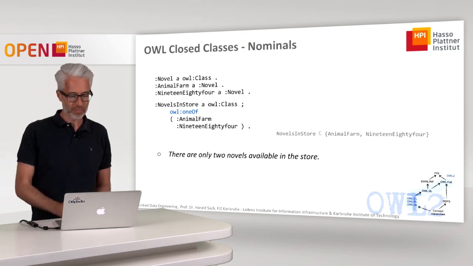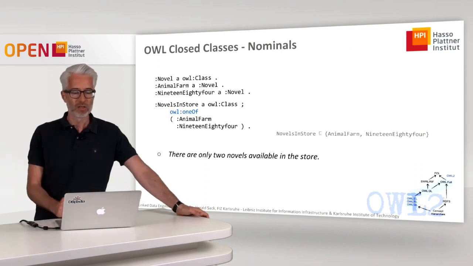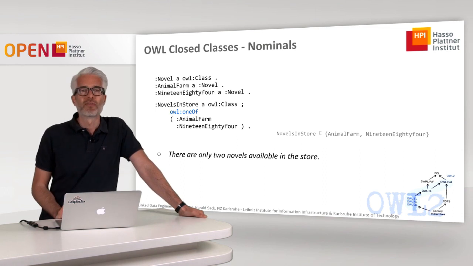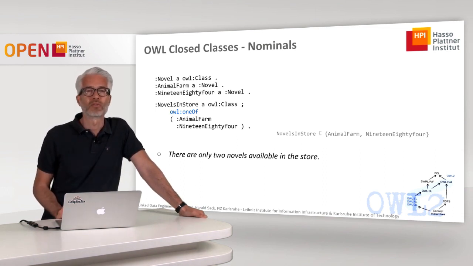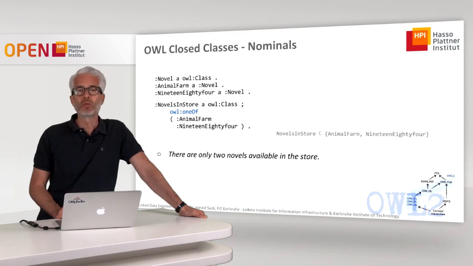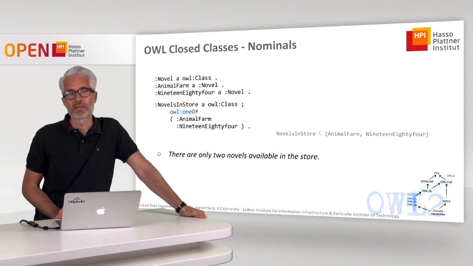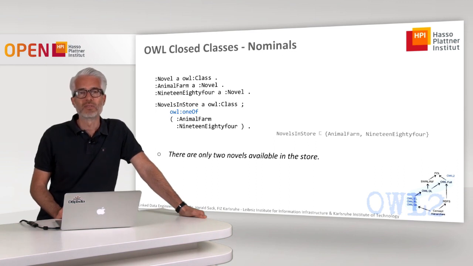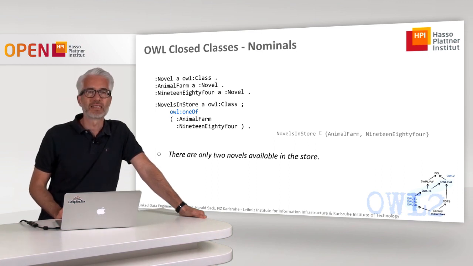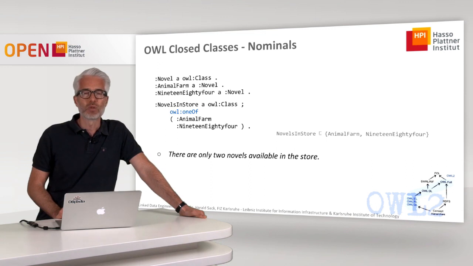So here, for example, look at the following example. We have novels, which are a class. We have Animal Farm, which is a novel, and 1984, which is also a novel. Now I define a new class, which I call novels in store. And I say this class is constituted of the following two individuals, Animal Farm and 1984. And the keyword I use for that is OWL oneOf.